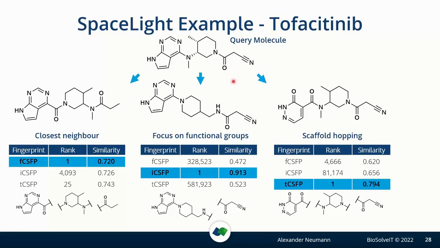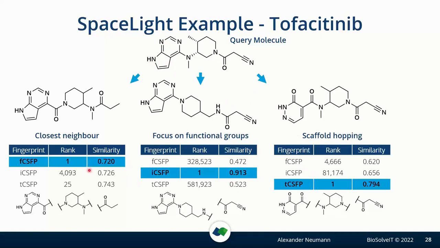If I would like to keep the functionalities, though, I could use another fingerprint, namely the ICSFP. And here we can see that the functionality is maintained, and also on the left side. So if this would be a hinge binding motif, we could also keep this one. Further, we also have a scaffold hopping method, which is covered by the TCSFP fingerprint. And you can see here that we are now diverging a little bit. In this pharmacophore feature, we have a hydrogen bond acceptor here and here, and a hydrogen bond donor here and here.